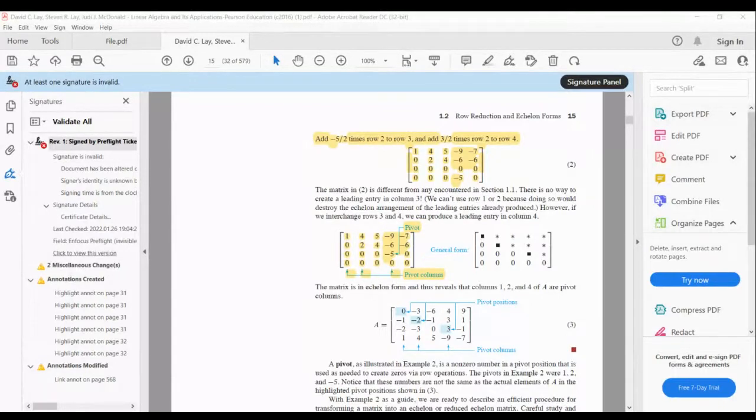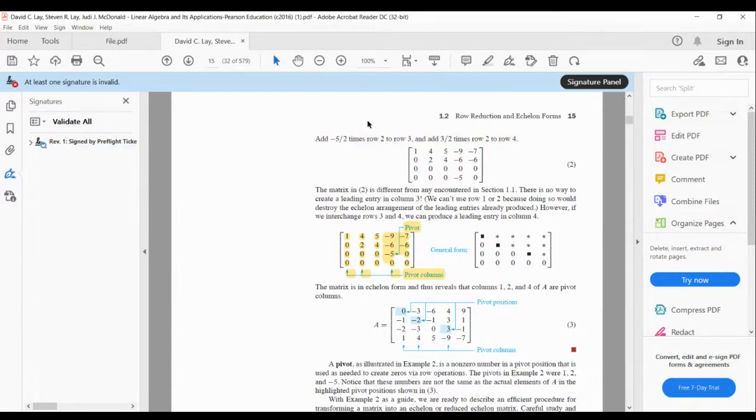We have, and I want to make sure not too much is highlighted here. Now in the highlighted matrix, that is in echelon form. And you see there are three pivot columns. The first, second, and fourth columns are pivot columns. Okay, those are your pivot columns. Are there any questions on this?